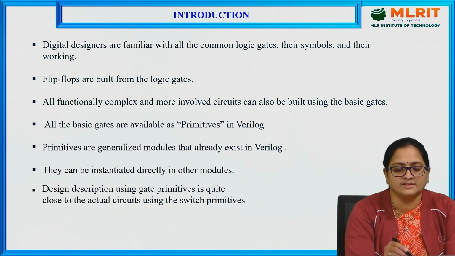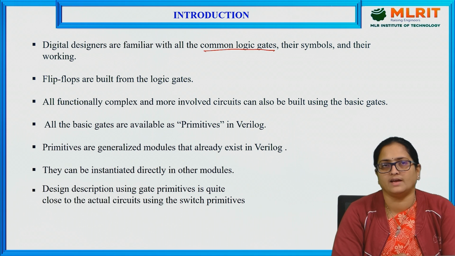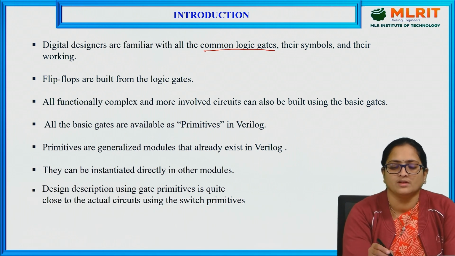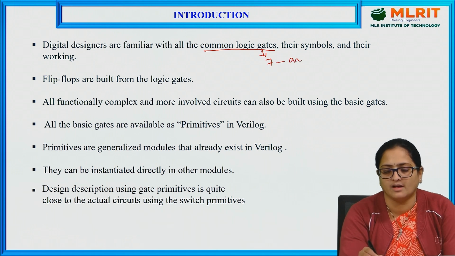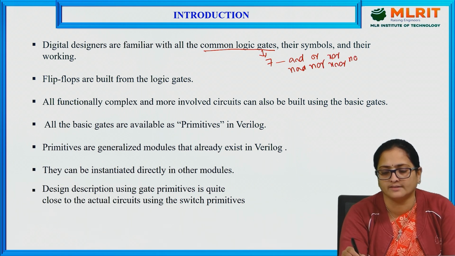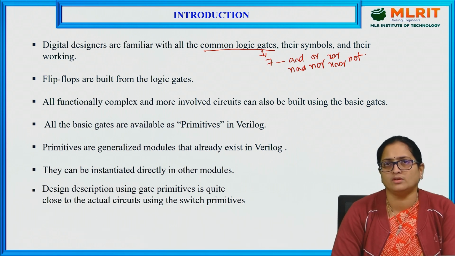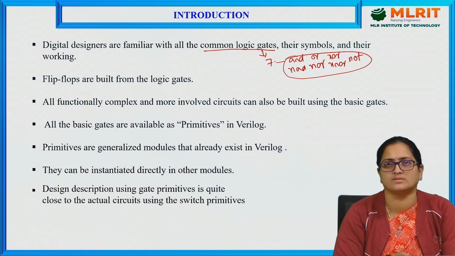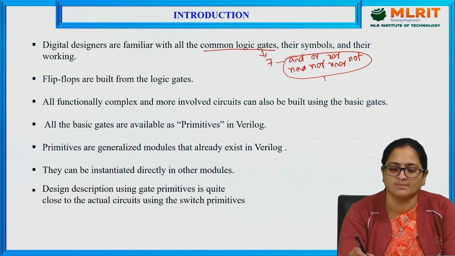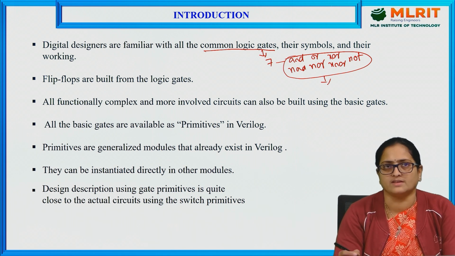Digital designers are familiar with the common logic gates, their symbols and their working. We all know those. We know that we have 7 logic gates: AND, NAND, OR, NOR, XOR, XNOR, and the other one is NOT. We know the symbols of these logic gates as well as the truth tables of logic gates. Anyhow, a clear explanation of these gates will be given in the next slides.